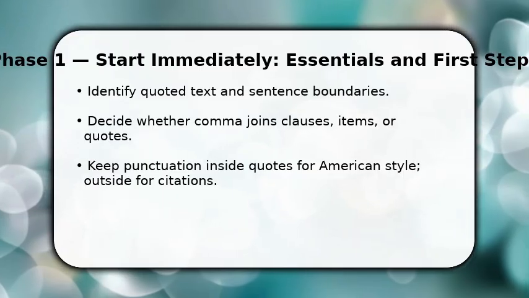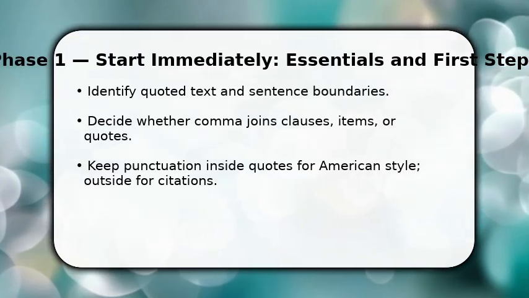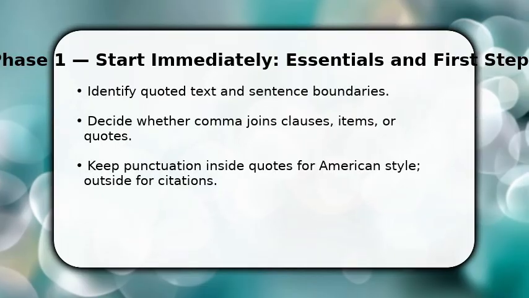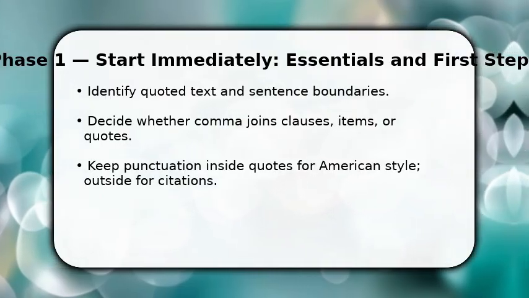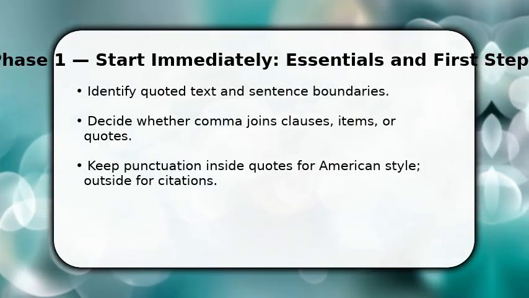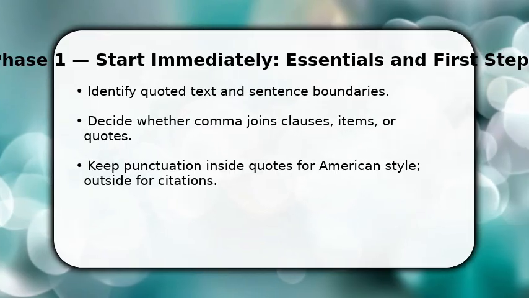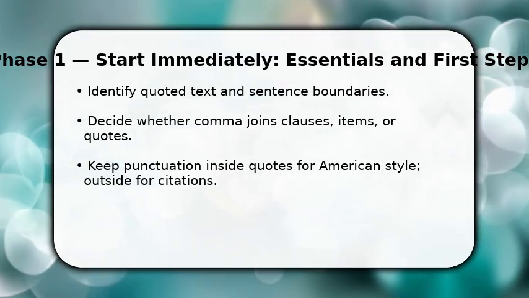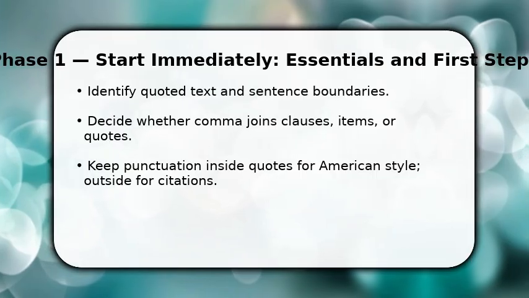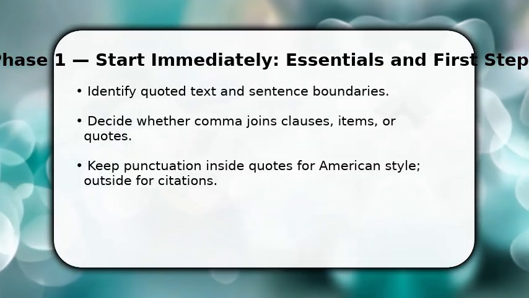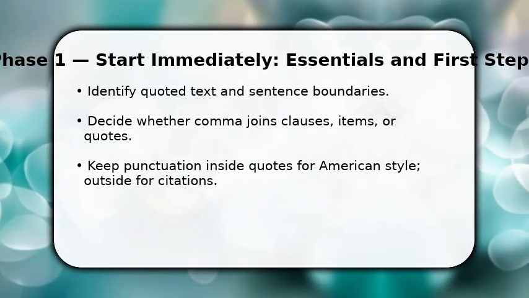You begin by locating the quoted phrase and the surrounding sentence. This is essential. Place commas to separate items or introductory elements first, then see if a quote interrupts the sentence. Once done, decide whether the comma attaches to the quoted material. American convention keeps commas inside closing quotation marks.